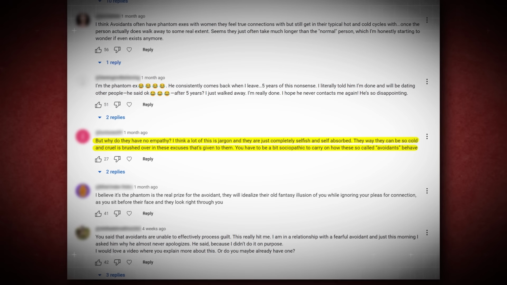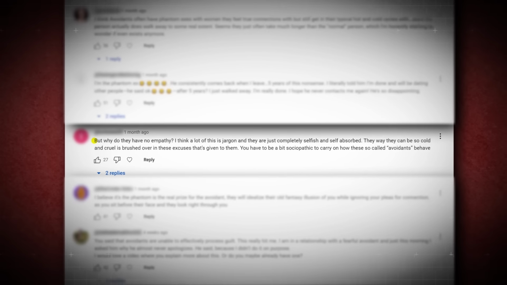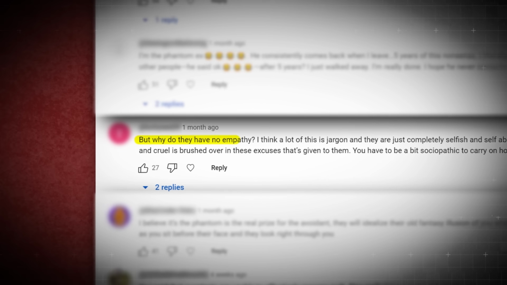Now let's go back to that comment that dislikes avoidance. There are some really interesting assertions made here, like this part, for example. Why do avoidants have no empathy? Well, based on everything that I've researched about dismissive avoidance and fearful avoidance, this concept of them having no empathy is a complete mischaracterization and is simply not true. It's kind of like an oversimplification of the root problem.